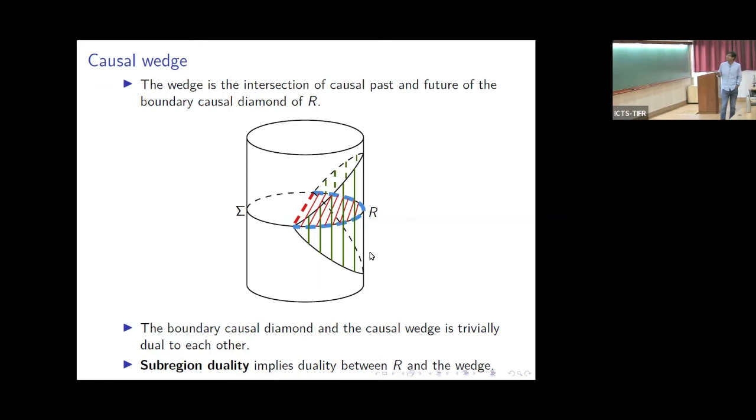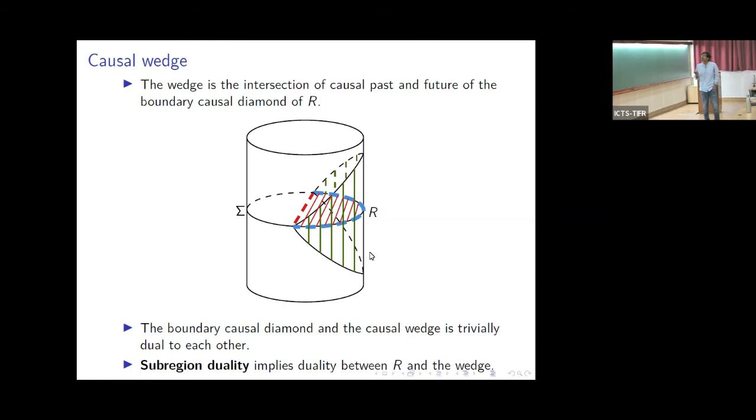Subregion duality says there is a duality between R and the wedge. So this region R and the whole causal wedge. And this can be motivated by the fact that if we have some local Hamiltonian in the boundary, then we can squeeze all the information of this boundary diamond into this single slice, R.